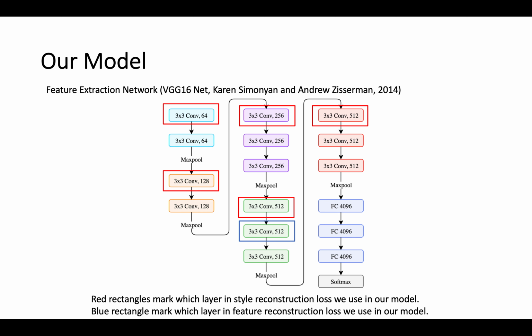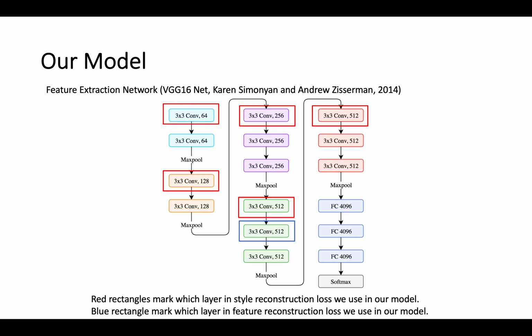VGG is a convolutional neural network model from the paper "Very Deep Convolutional Networks for Large-Scale Image Recognition," with 16 layers of CNN and ANN, involving 138 million parameters. We use it as our feature extraction network. We compute the feature reconstruction loss at the layer marked as the blue rectangle in this frame, and the style reconstruction loss at 5 layers of the VGG16 network, which are marked in red in this frame.